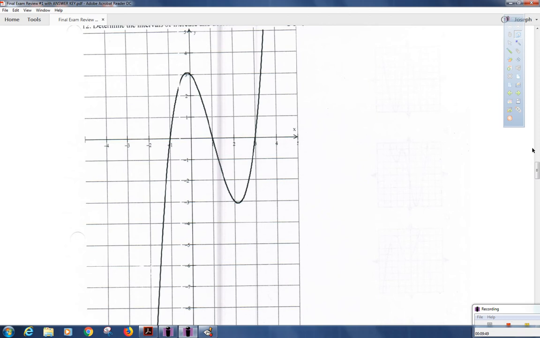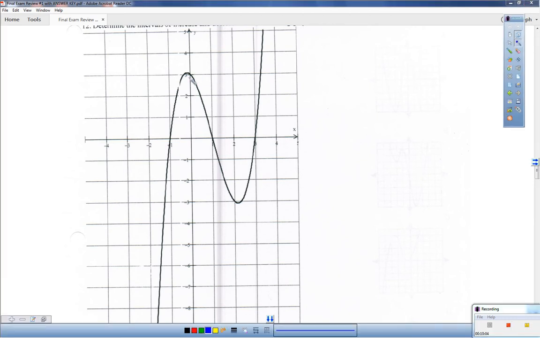Alright, number 12. It says determine the intervals of increasing and decreasing for the following graph. Well, in order to do increasing and decreasing, you have to know where the maxes and the mins are. So notice that there is a max here, and the max here is at (0, 3), and there's a min here, and the min here is at (2, -3).